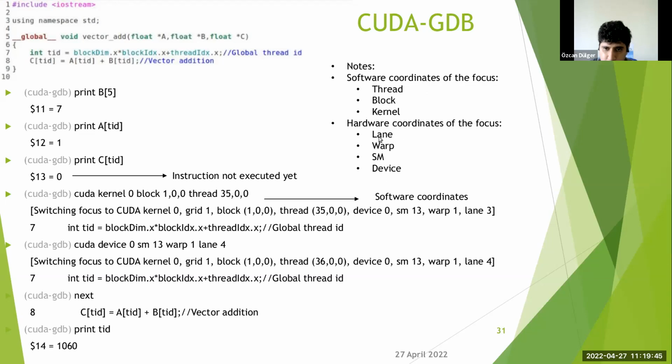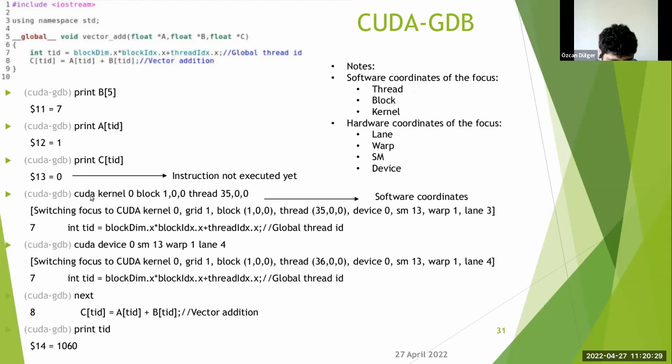Lane is a physical part of a physical warp. Warp also is physical, and streaming multiprocessor also physical, and device also physical concepts. And when we want to switch the focus, you must use either software coordinates or hardware coordinates, but you cannot combine them, you cannot use them together, otherwise you will get an error. Okay, let's look at the switching focus operation here.